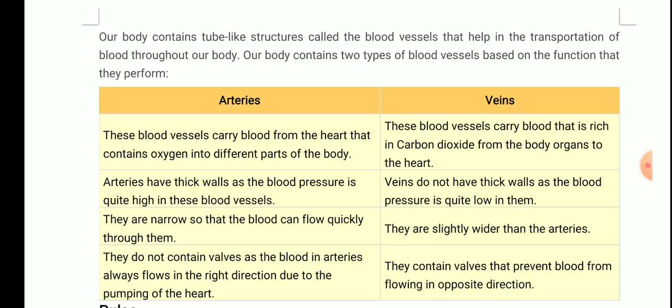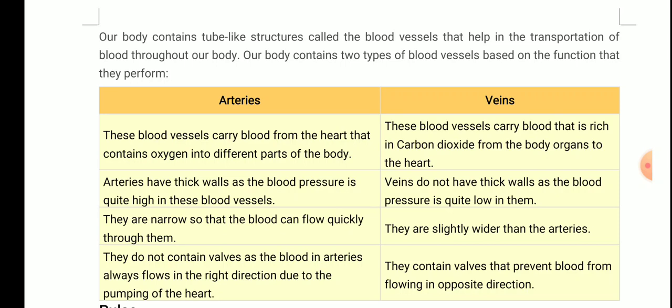Second, veins do not have thick walls as the blood pressure is quite low in them. Because of the pumping of the heart, there is a lot of pressure in the arteries. So to protect the artery walls from that pressure, the walls need to be very thick. Whereas veins do not have that pressure, so they do not have thick walls.